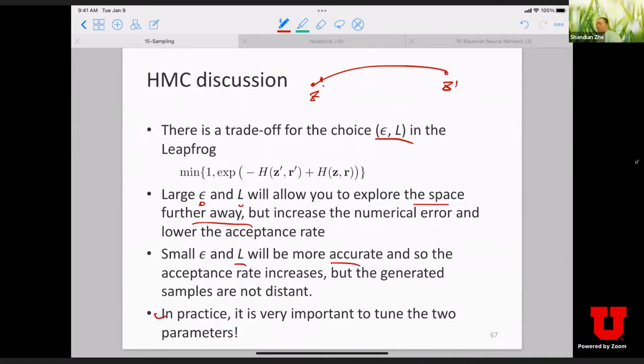There are some more advanced algorithms which can automatically tune epsilon and L. It's called the No-U-Turn Sampler, briefly called NUTS. If you're interested, you can take a look at this algorithm. It's very smart. If you run it, you don't need to worry about how to set up epsilon and L. It will automatically adjust them for you, and it should be integrated in many standard packages.